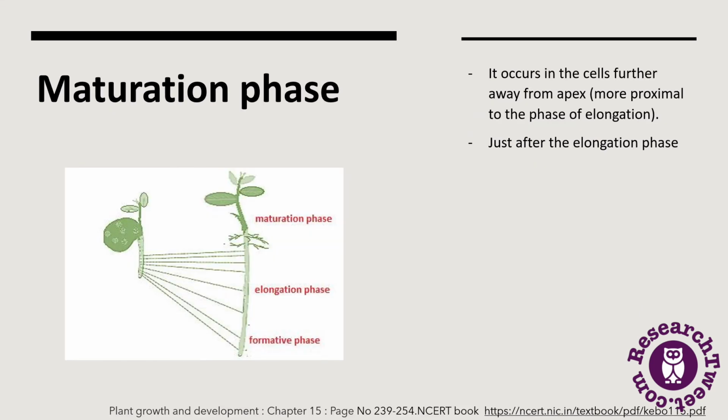Then comes the maturation phase. Just after the elongation phase comes the maturation phase. For example, from this part to this part was the elongation zone, this was the formative zone, and just after this comes the maturation phase. It occurs in cells further away from the apex, proximal to the phase of elongation.